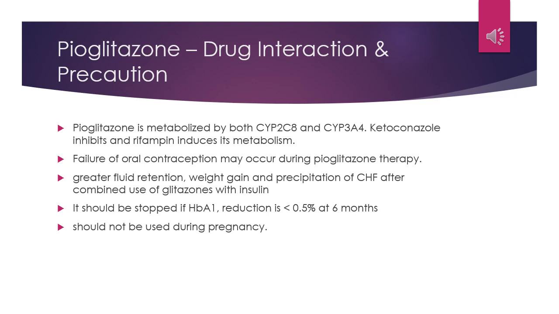Failure of contraception has been reported when OCP is taken along with pioglitazone. It is not prudent to use insulin along with glitazones because there is increased chance of fluid retention, weight gain and precipitation of congestive heart failure. If HbA1c level reduction is less than 0.5% even after 6 months of use, pioglitazone should be stopped, and it is not used in pregnancy.